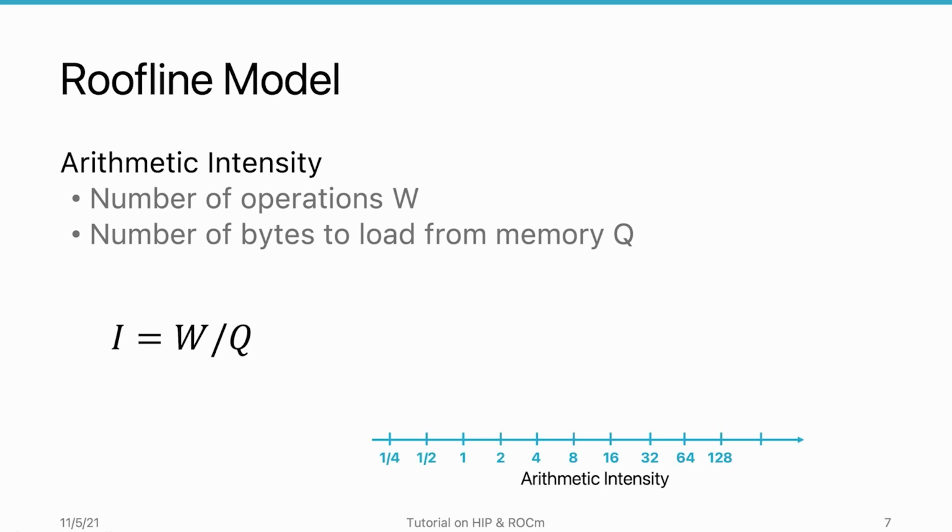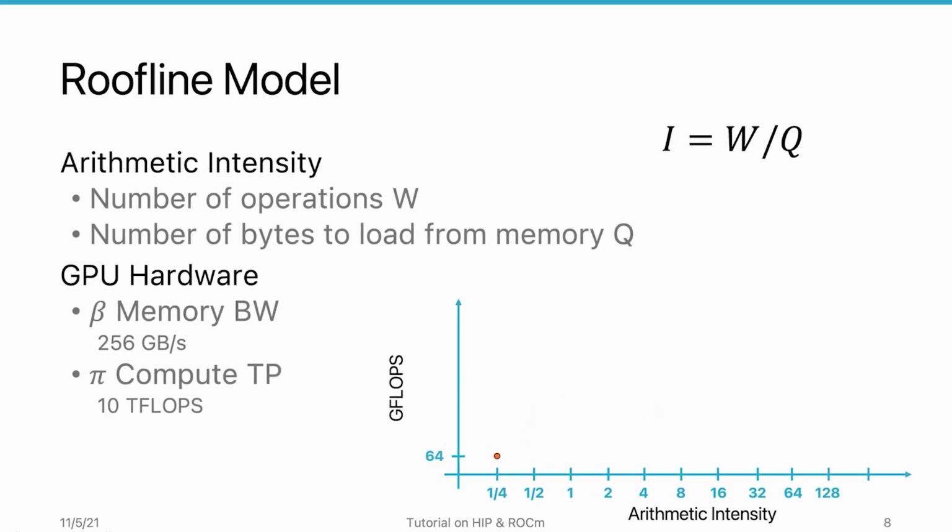So we can draw an axis of arithmetic intensity in the logarithm scale. We start from 1/4, 1/2, 1, all the way to 128. If the number is 1, that means we need to perform one operation for every byte that we load from the memory. And at the same time, we also consider the GPU hardware. For each GPU device, there is typically a constant memory bandwidth and theoretical computing throughput.